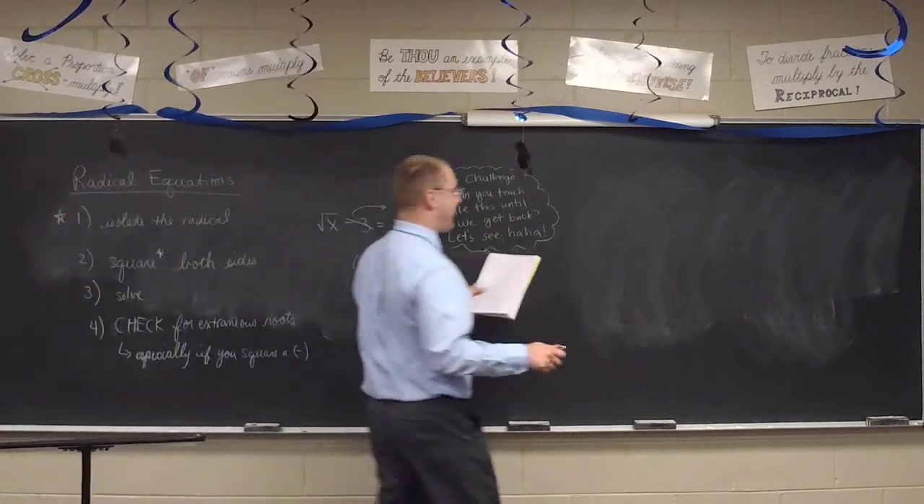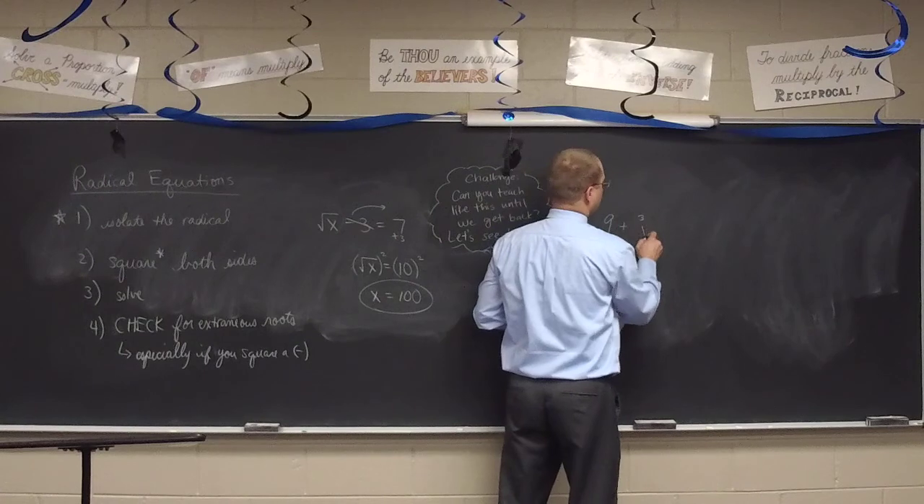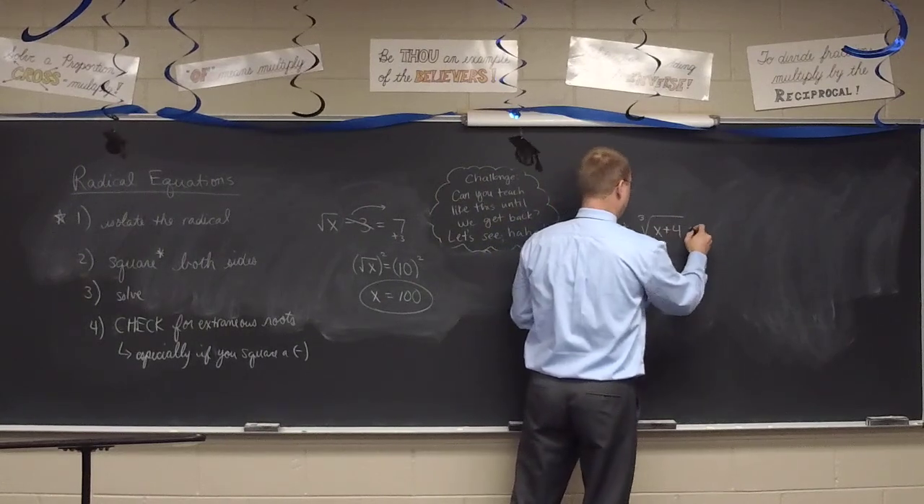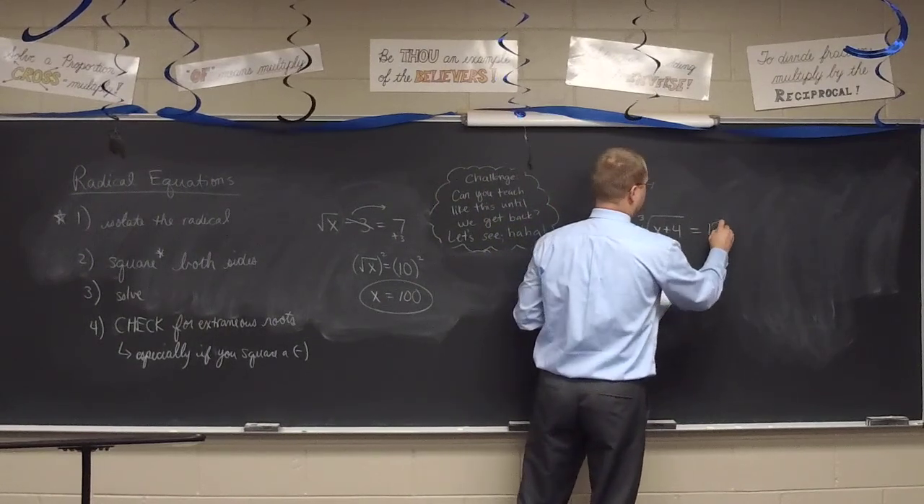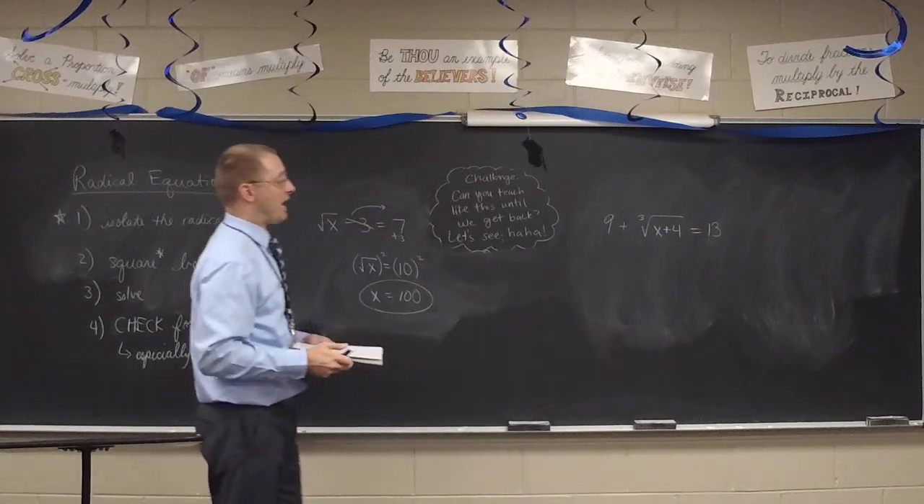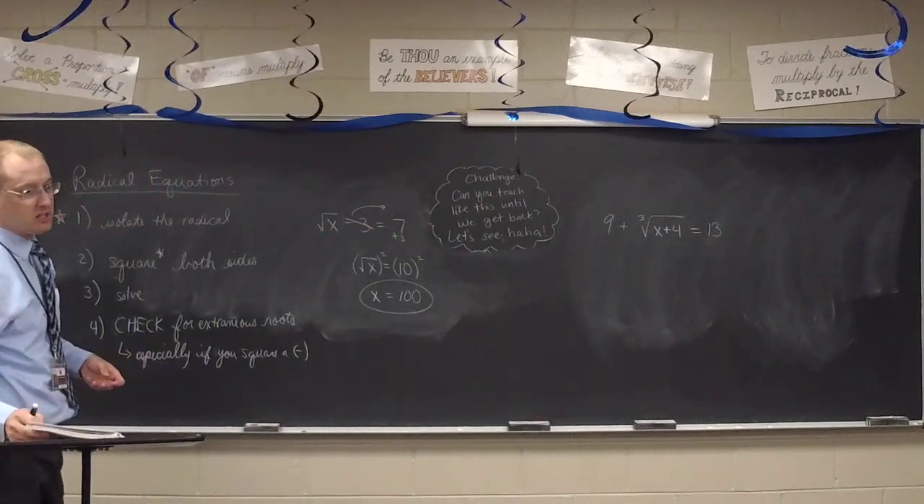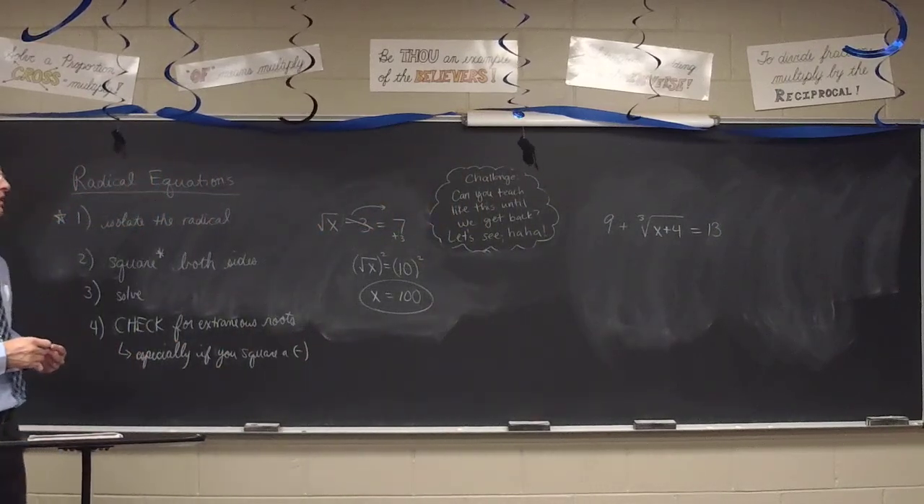Look at this next one. Write this down now if you would. 9 plus the cube root of x plus 4 is equal to 13. That's kind of cool.